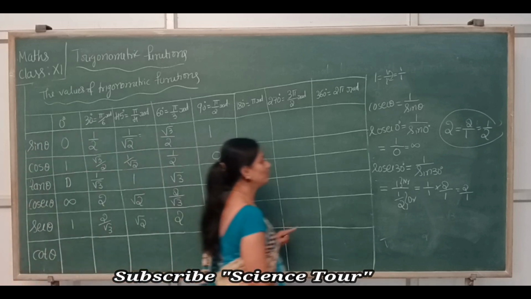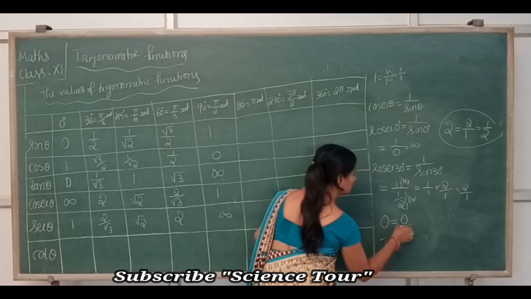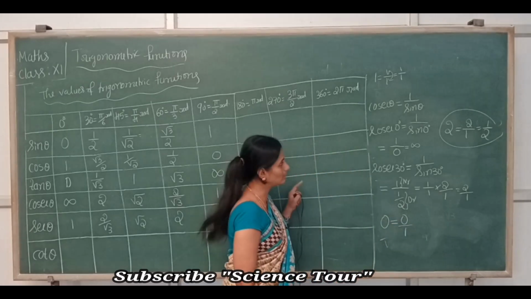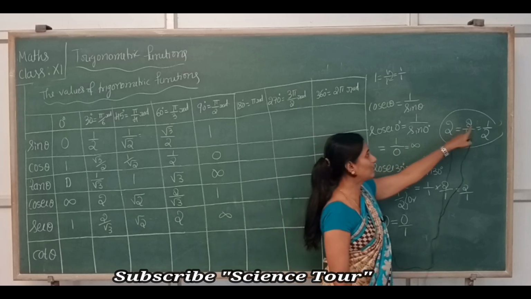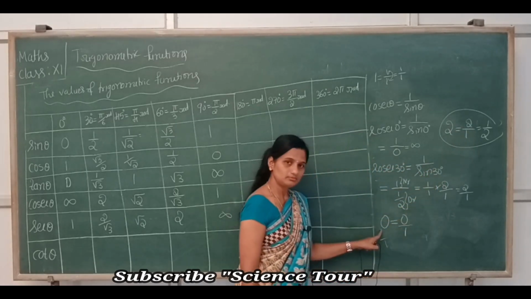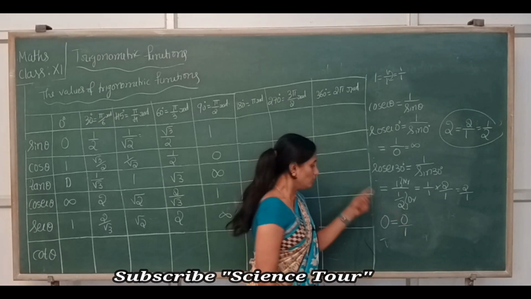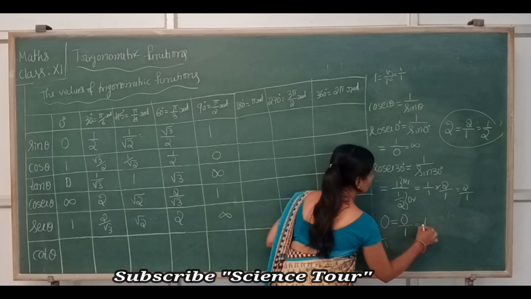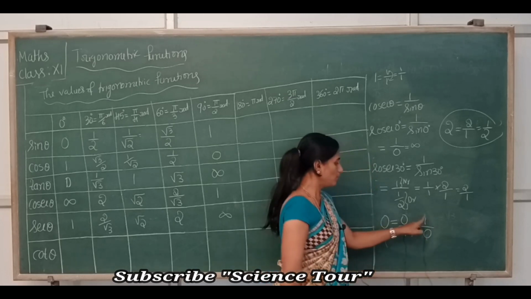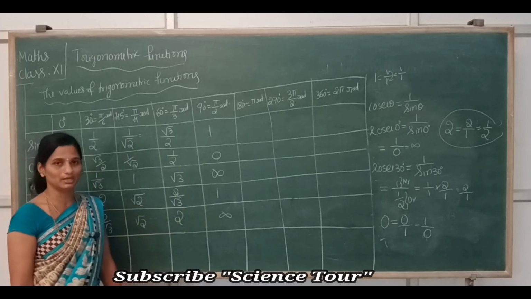Cos 90 is 0. The reciprocal of that is 1 divided by 0. How is it 1 divided by 0? 0 can be written as 0 divided by 1. So what is the reciprocal of this one? 1 divided by 0. And 1 divided by 0 is always equal to infinity.